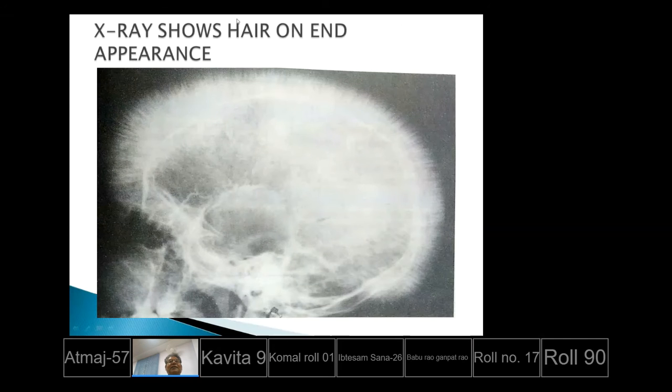This is the hair on end appearance seen in the skull X-ray of a thalassaemic patient, usually a child. This is the sun ray appearance, known as hair on end appearance.